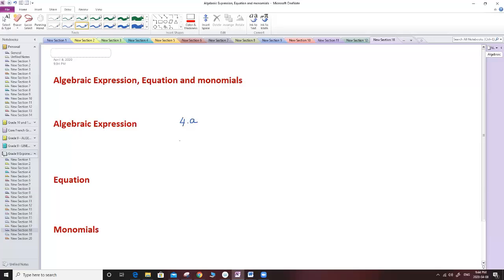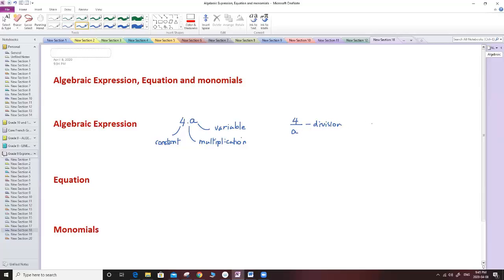This is algebraic expression. For a, it's a mix between, again, constant, variable, and multiplication. What about division? 4 over a. Again, this division, it's acceptable too. So it's mixed between constant, variable, and division.